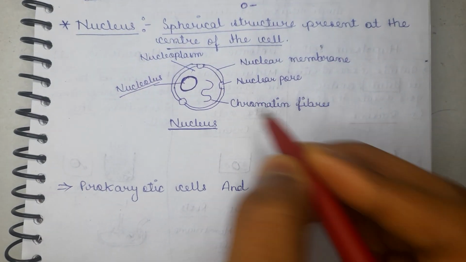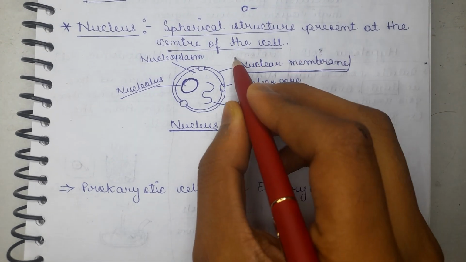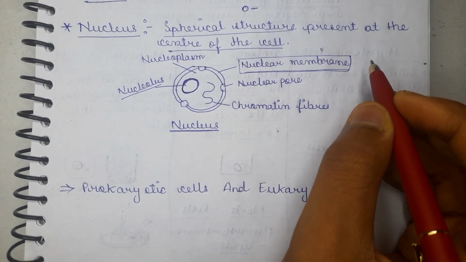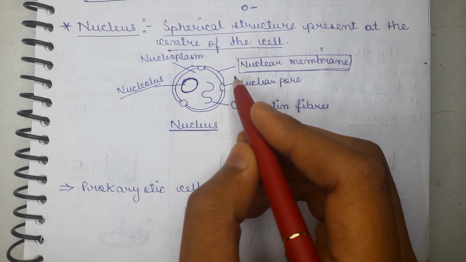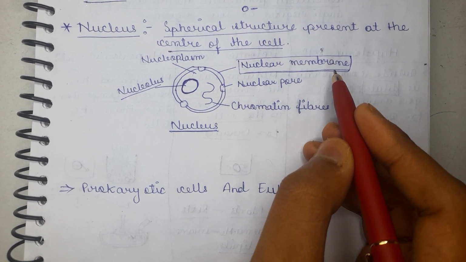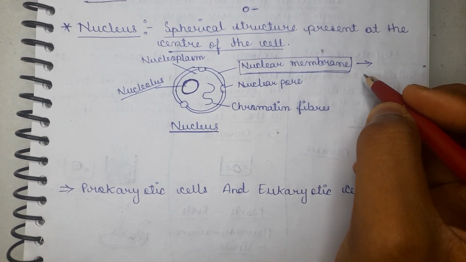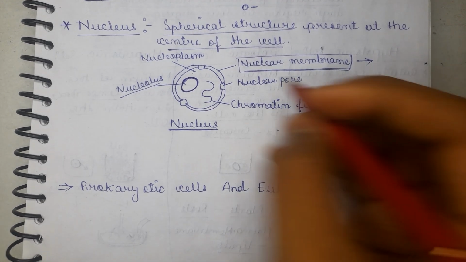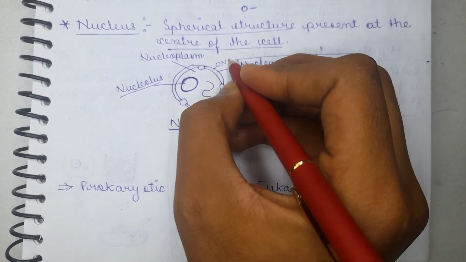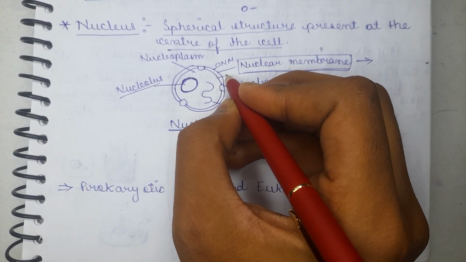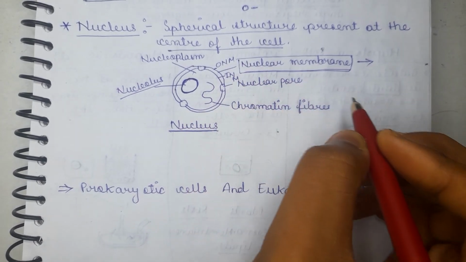The second structure is the nuclear membrane. What does it mean? We all know that the cell consists of a cell membrane or a plasma membrane. Like that only, there is a nuclear membrane. This nuclear membrane is double layered and protects the cell from the outside. The first layer is the outer nuclear membrane and the second layer is called the inner nuclear membrane.